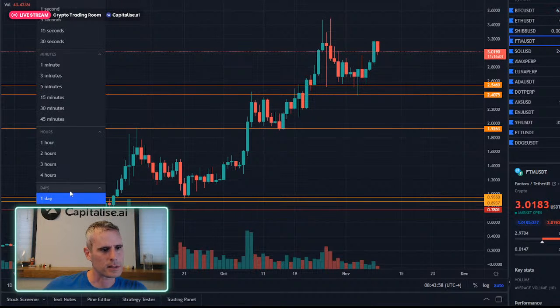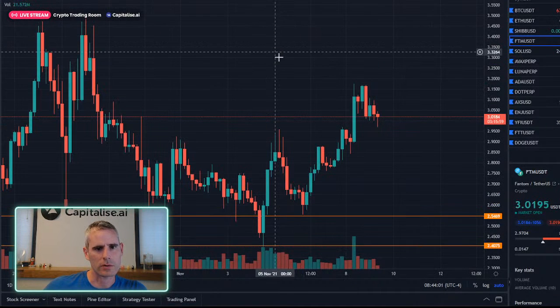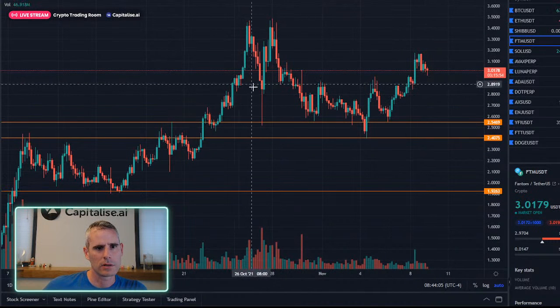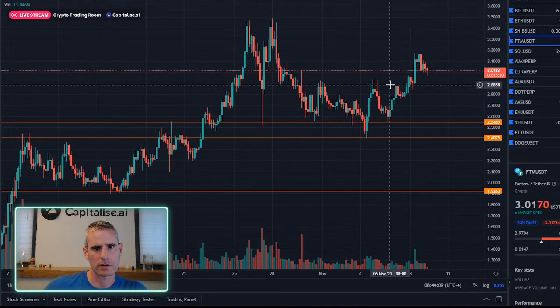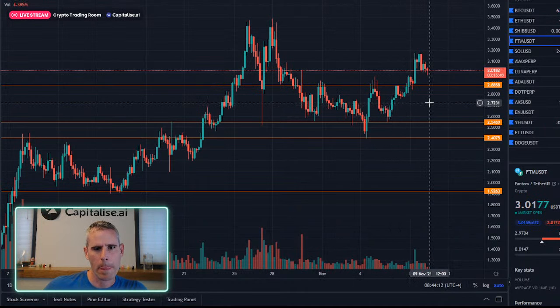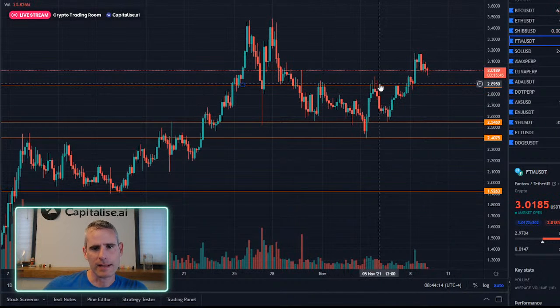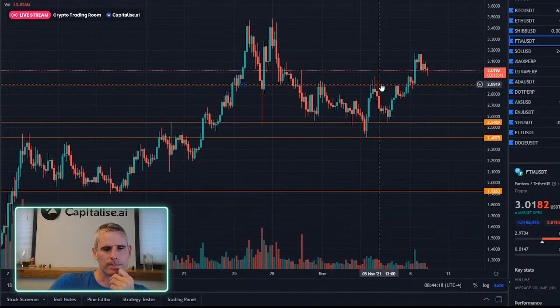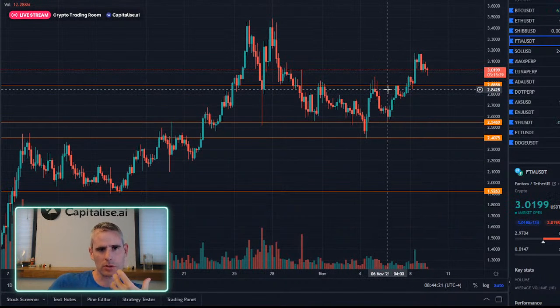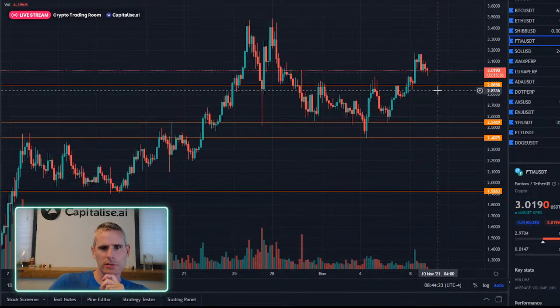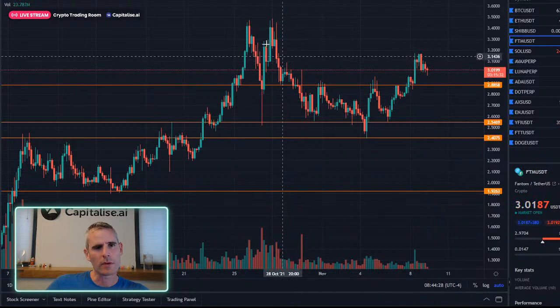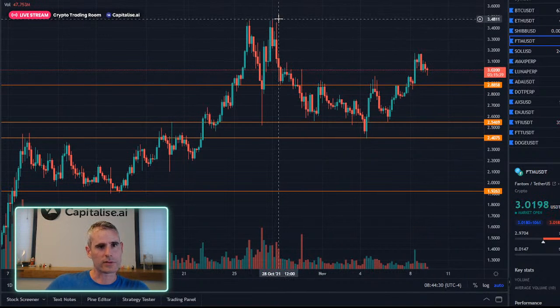Let's get in here. 4 hours. This is the 4 hours. Resistance, resistance, support, right? Somewhere here. But it's not that strong support. So I'm not sure. I would be cautious in getting in the trade. I would want to see something more distinctive. But obviously this is a resistance here.